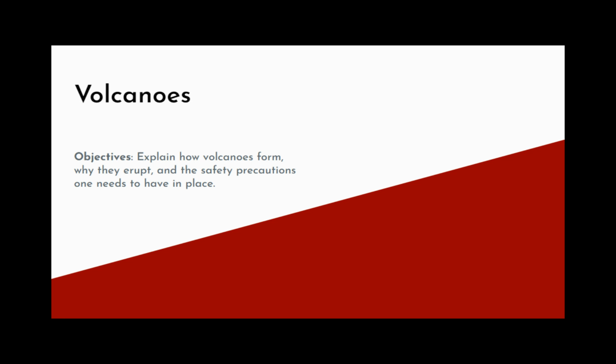So volcanoes. We are going to explain how volcanoes form, why they erupt, and the safety precautions that need to be in place before, during, and after a volcanic eruption.